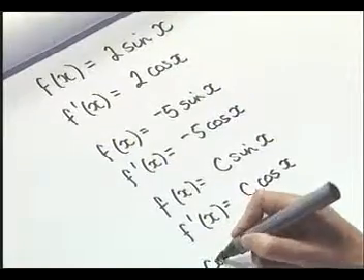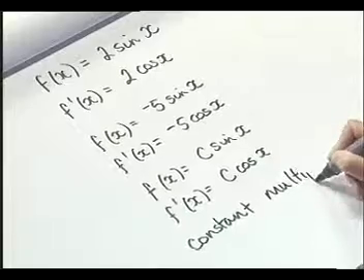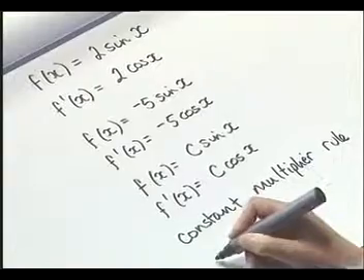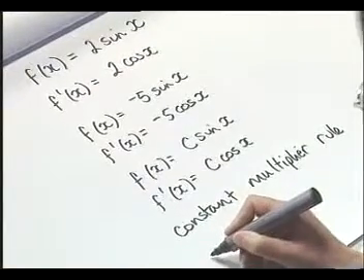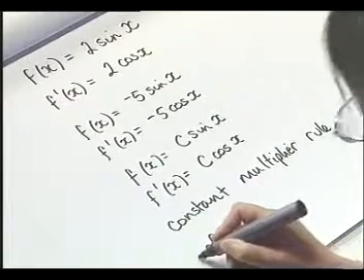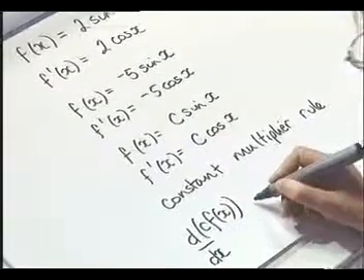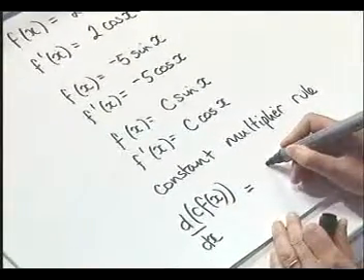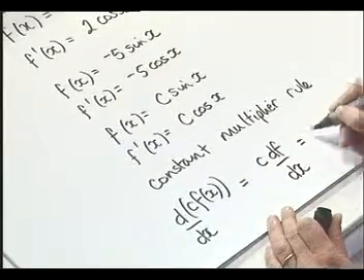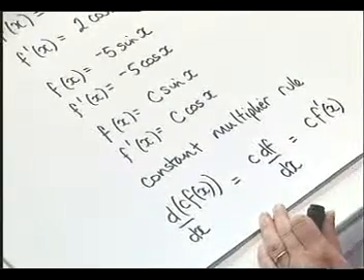And this is called the constant multiplier rule. So if we have c times our function of x, and we want to differentiate it, so we want to find the derivative with respect to x, it's actually just c times the derivative, df dx, or c times our f dashed of x.